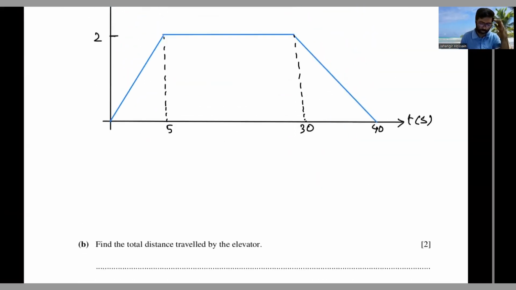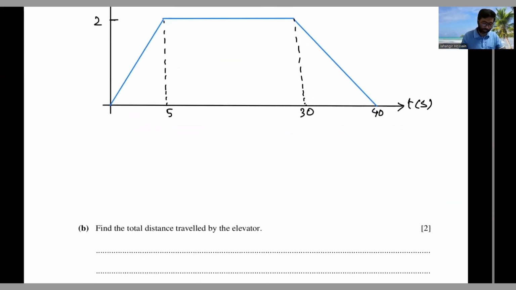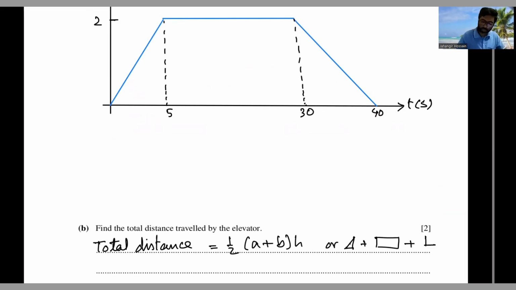Now, you have to find the total distance traveled by the elevator. Okay, so the total distance will be the area under the curve. You can find it directly, or you can find it segment-wise: the triangle, then the rectangle, then the triangle again. So for the total distance, you can use directly the total area, the area of the trapezium, or triangle, rectangle, triangle.